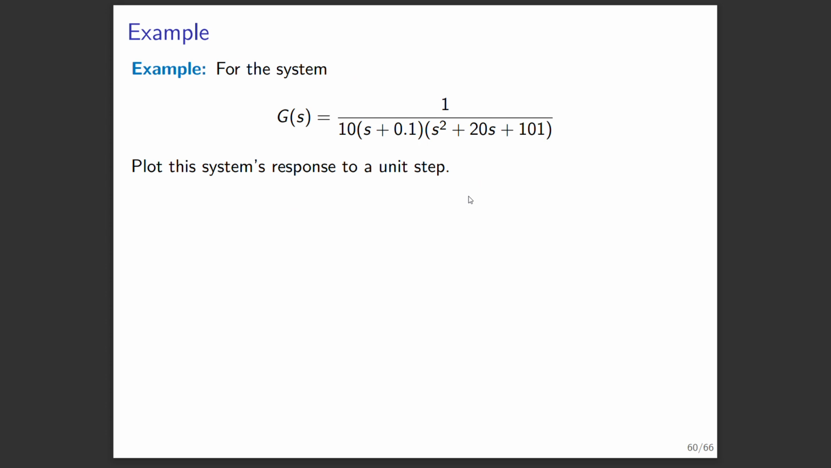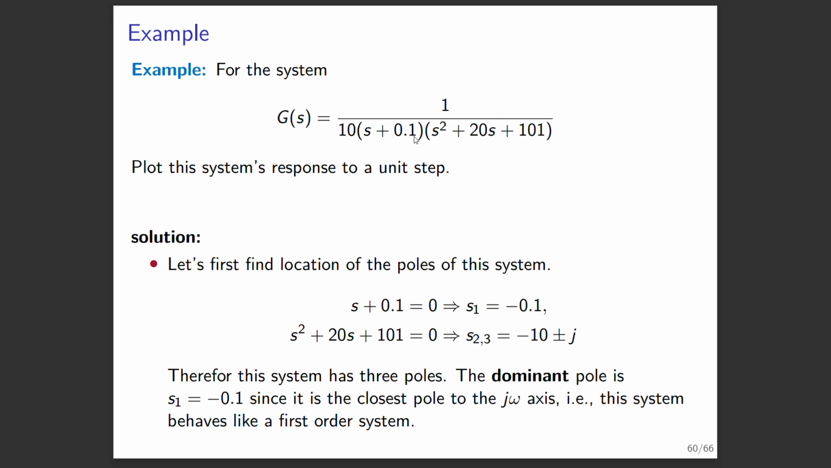Look at this numerical example. Plot the system's response to a unit step. Well, this is a third order system. I haven't studied how to plot the response to a unit step for third order systems. But wait a second. If I find the location of the poles, I have negative 0.1 and then I have negative 10 plus minus j.